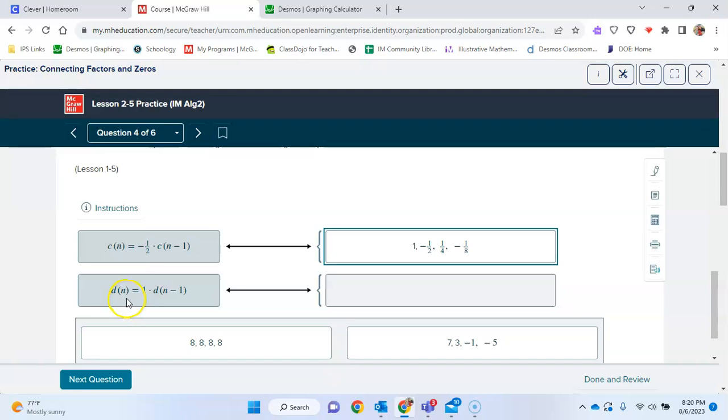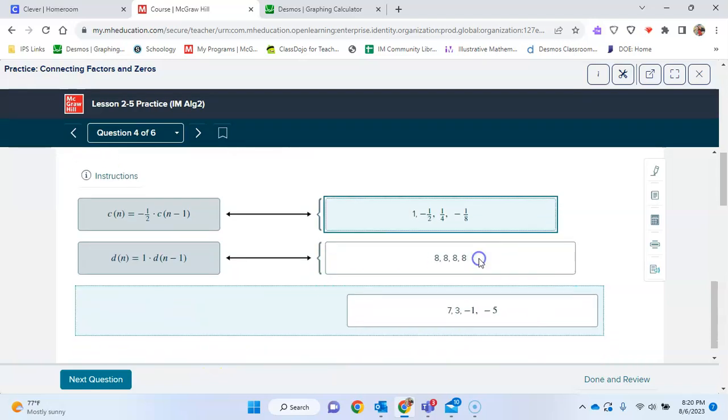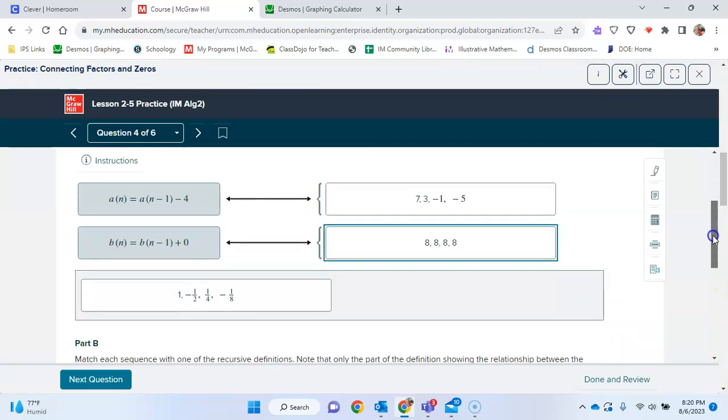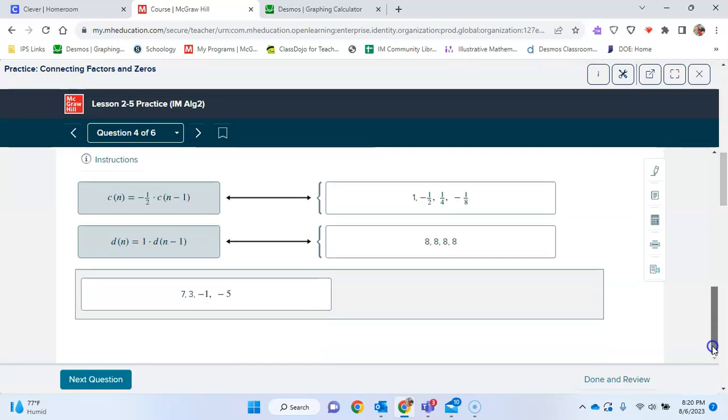For d of n, each time we take the previous term and multiply it by 1. 8 times 1 is 8. You can see adding 0 each time and multiplying by 1 each time gives you the same result.